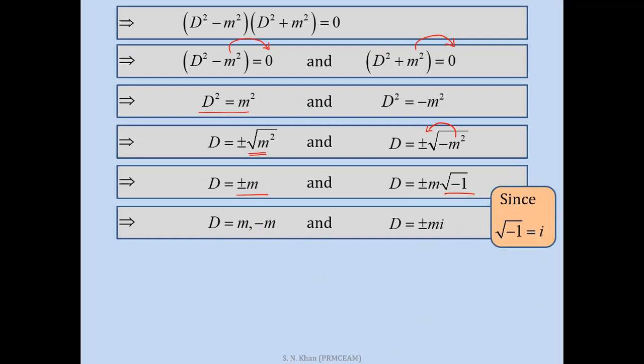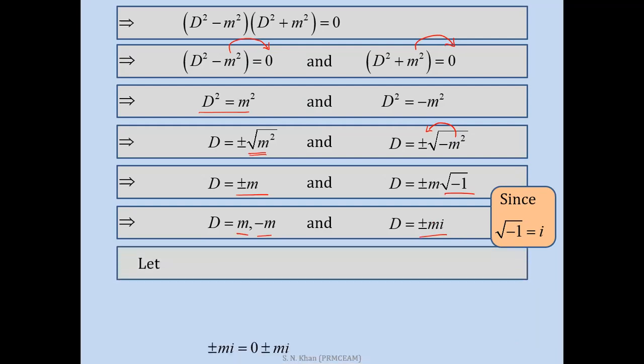So total 4 roots we needed. We are solving an equation having degree 4, so total 4 roots should come. So we got 4 roots here. First root plus m, then minus m, and then plus minus mi. Now plus minus mi contains an imaginary term, so it's a complex pair.